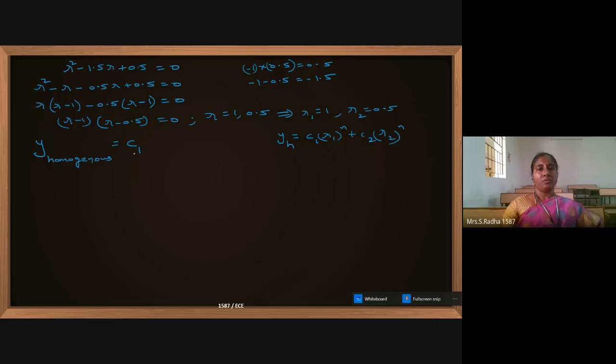We know lambda 1 value is 1, so 1 power n plus C2, lambda 2 value is 0.5 whole power n. I am making this as equation 2. I have C1, C2, two constants. So in the homogeneous solution, the input is 0, but initial conditions exist. So I have to consider the initial conditions given in the question.